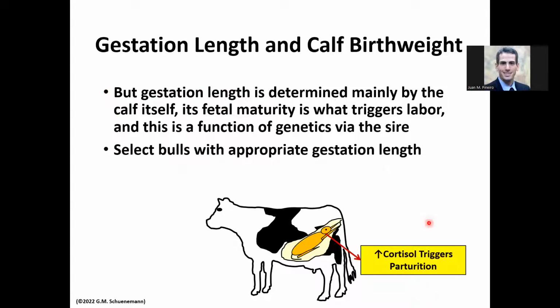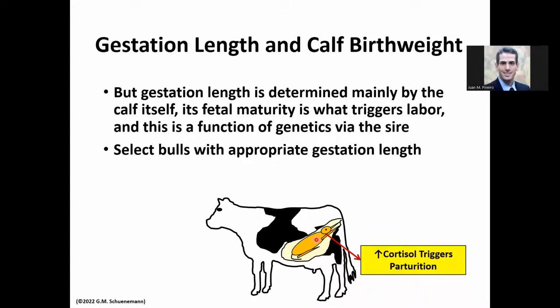Gestation length is associated with calf birth weight, right? Gestation length is determined mainly by the calf itself, right? And remember, the bull will have a major component on the calf. It's a genetic component. And what happens is the fetal maturity of the calf is what triggers labor.